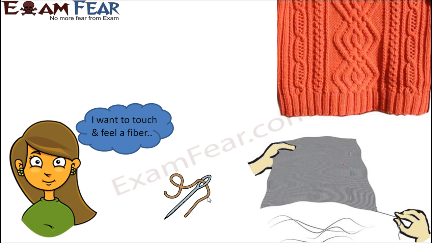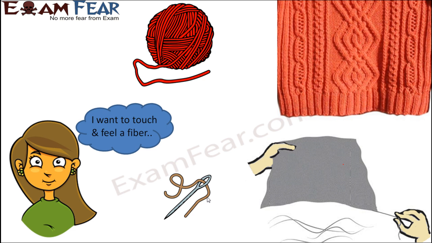So let's look at a woolen sweater. Maybe you can pick up any sweater or a scarf or anything which is made up of wool. Now try to observe it very closely. You will see that it is made up of wool. So you can see the threads of wool, which would be thicker when compared to the cotton threads.